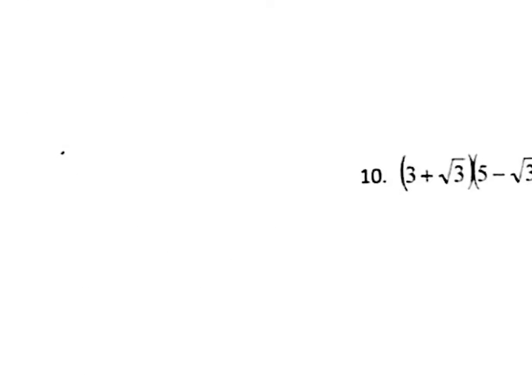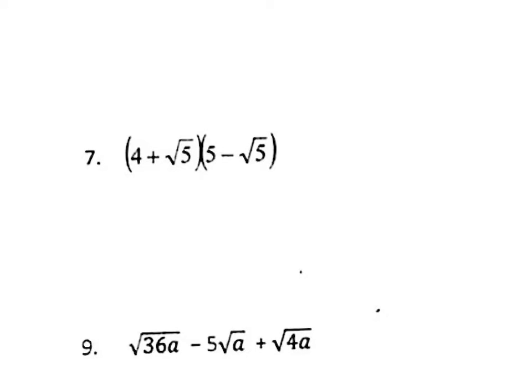Then for things like 7 and 10, it's just a distribution problem. We need to do 4 times 5, which gives you 20. 4 times negative root 5, so negative 4 root 5. And then distribute your other terms, and we're going to see how that whole thing simplifies down.